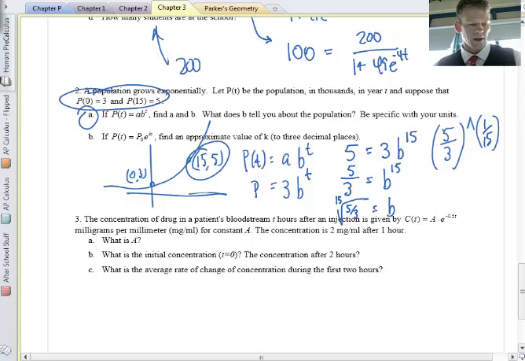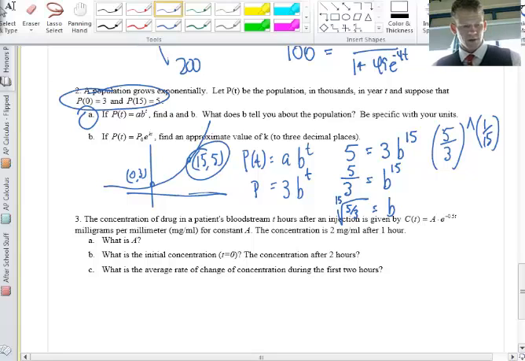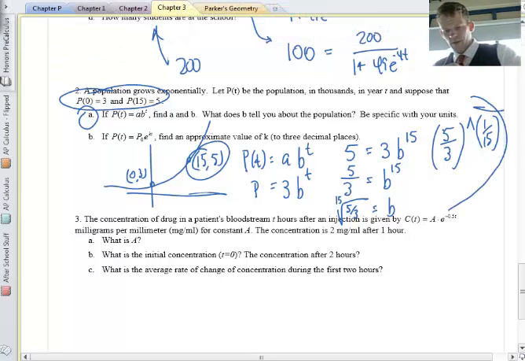Now, if you were going to do this with exponential, let me just erase or minimize this.